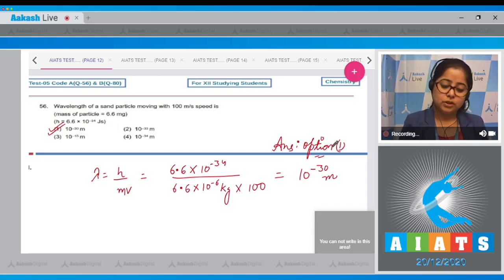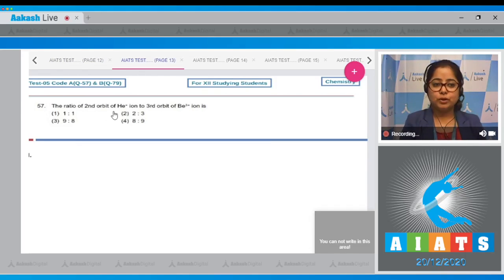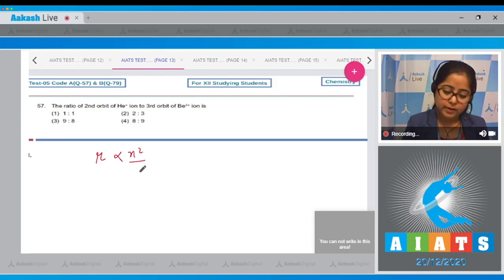Moving to next question, which is question number 57. The ratio of the radius of the second orbit of helium ion to that of the third orbit of beryllium 3 plus ion is. Student, as we all know, the radius of an orbit is directly proportional to n square upon z. So here, for the radius of He plus, we have to identify the radius of the second orbit, so it is directly proportional to n square, where n is 2. So it will be 4 upon the value of z for helium, which is 2.